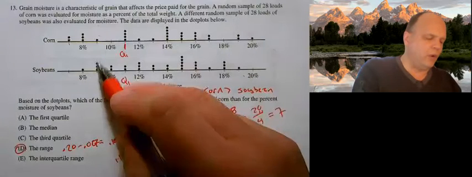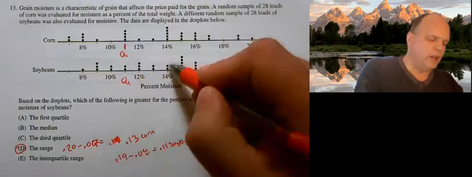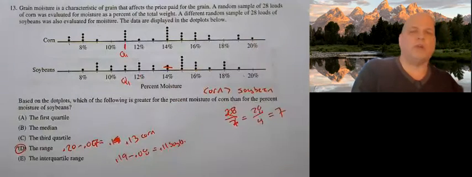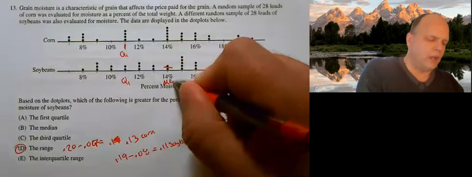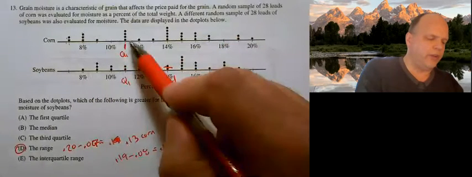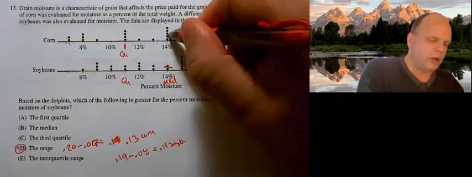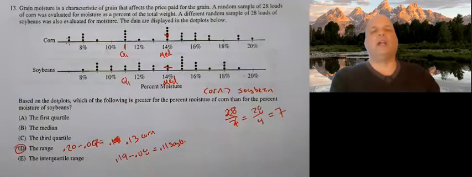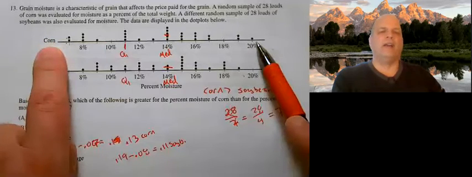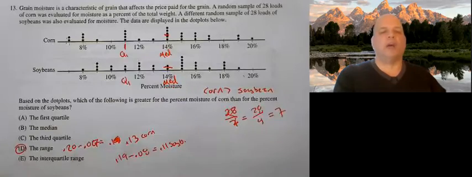So 1, 2, 3, 4, 5, 6, 7, 8, 9, 10, 11, 12, 13, 14, 15. So it's going to occur right there between 14 and 15. So this is going to be my median. 1, 2, 3, 4, 5, 6, 7, 8, 9, 10, 11, 12, 13, 14. Occurring right here. Once again, this is the same spot. So real quickly, I could have done all that work, but it's much easier, I think, to go, you know what, corn's more spread out. Obviously, if it's more spread out, it has a larger range. That's one of the answer choices. I'm stopping there, okay?